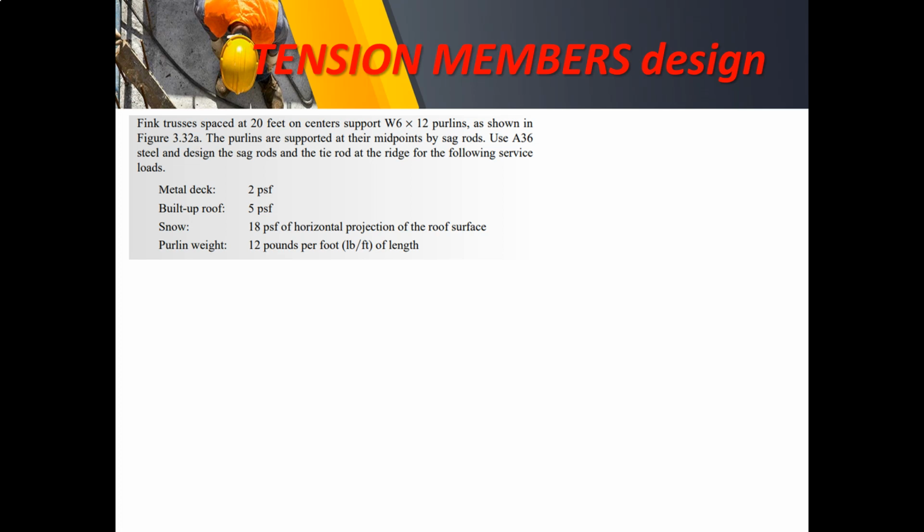Metal deck, we have 2 pounds per square foot. Built-up roof, we have 5 PSF. The snow load will be in PSF of horizontal projection of the roof surface. Purlin weight is 12 pounds per foot. Length, as we can see in the code, W6 by 12. Again, 12 pounds per foot is the weight.